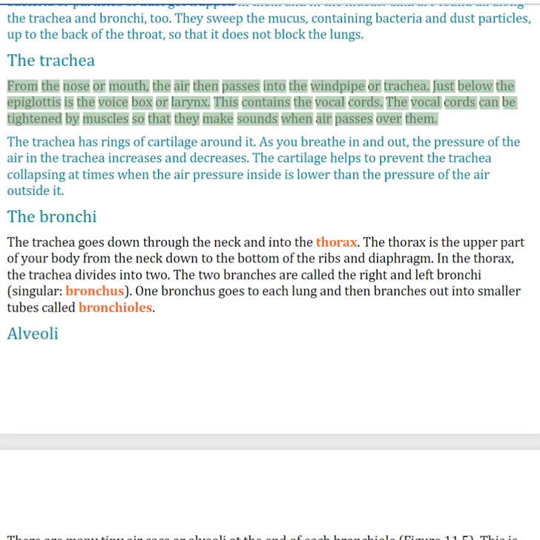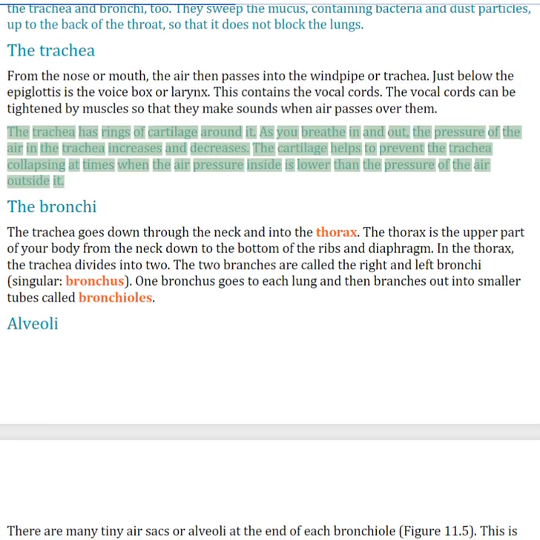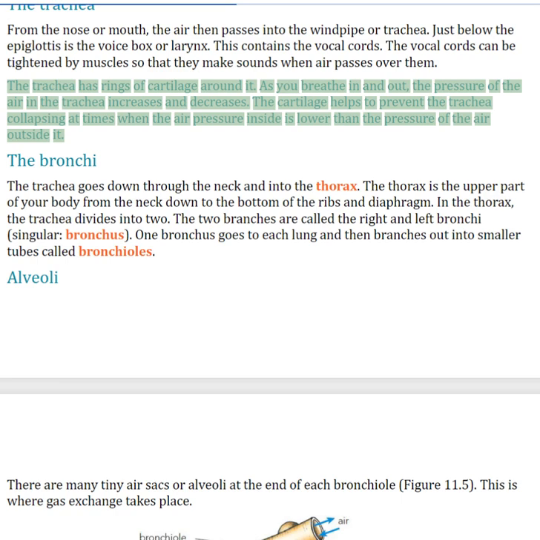The trachea. From the nose or mouth, the air then passes into the windpipe or trachea. Just below the epiglottis is the voice box or larynx. This contains the vocal cords. The vocal cords can be tightened by muscles so that they make sounds when air passes over them. The trachea has rings of cartilage around it. As you breathe in and out, the pressure of the air in the trachea increases and decreases. The cartilage helps to prevent the trachea collapsing at times when the air pressure inside is lower than the pressure of the air outside it.